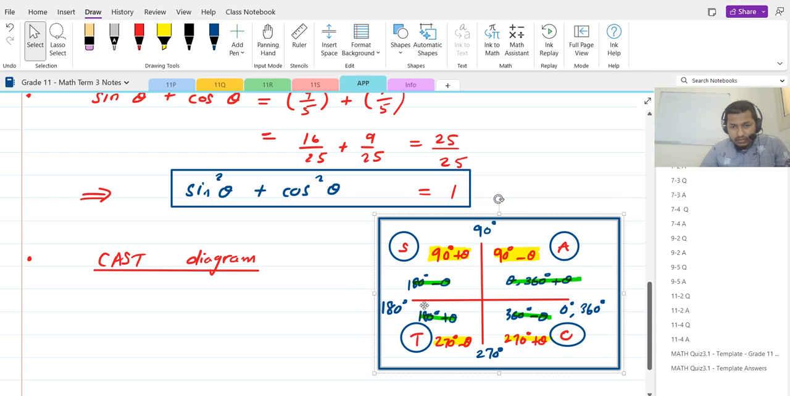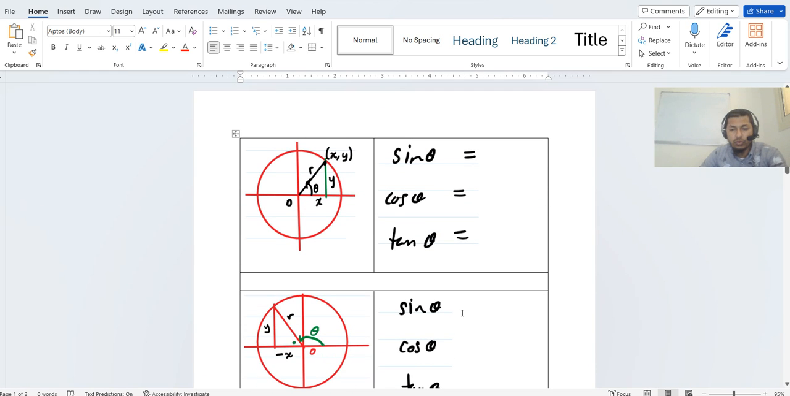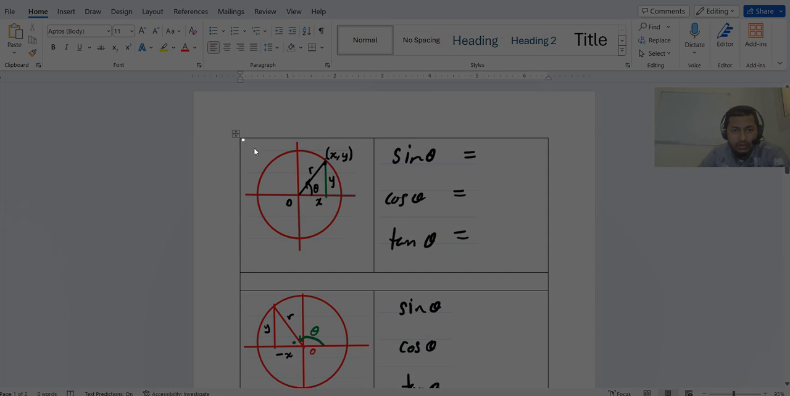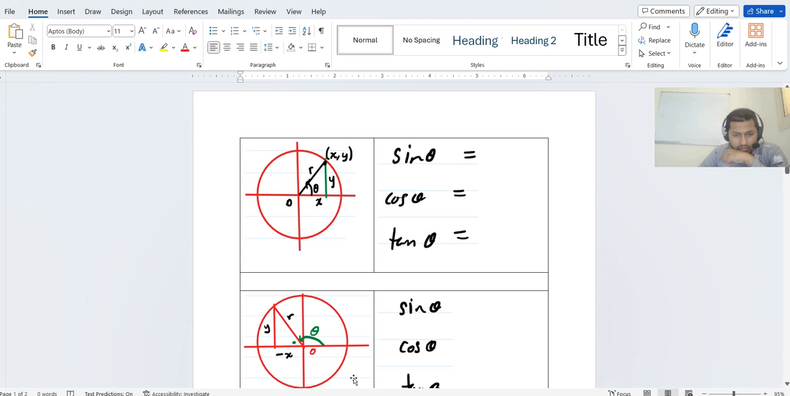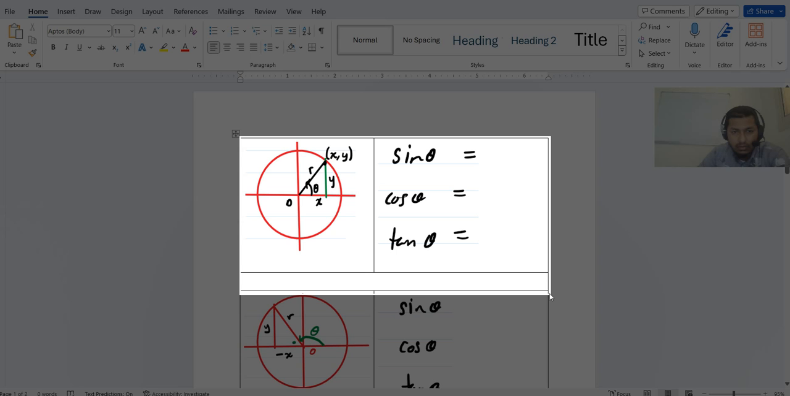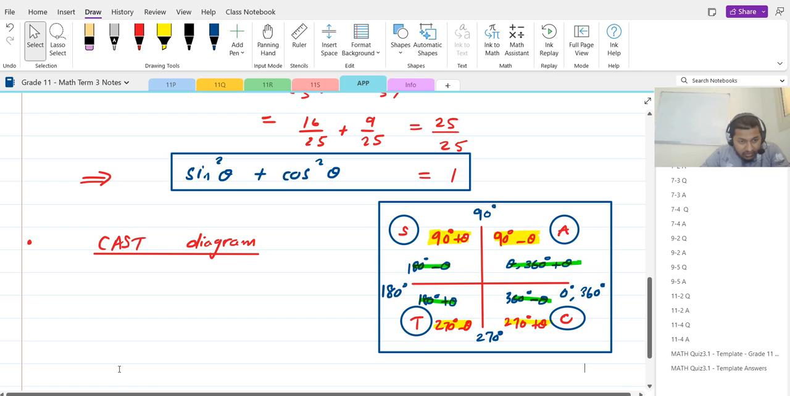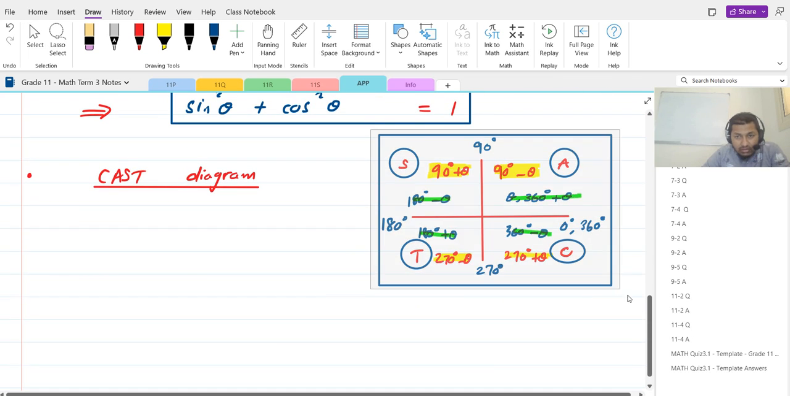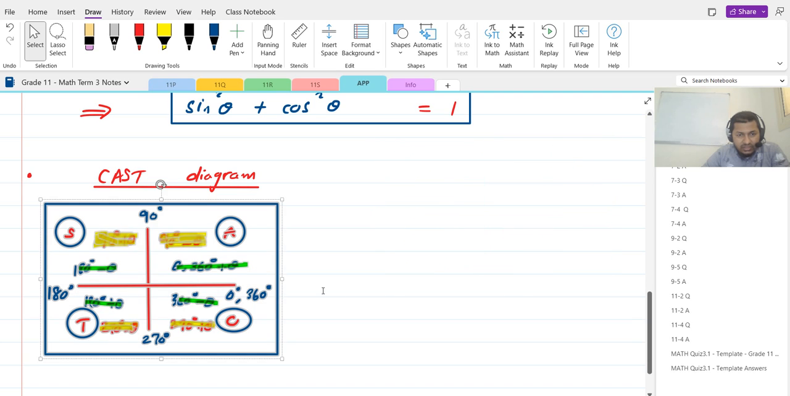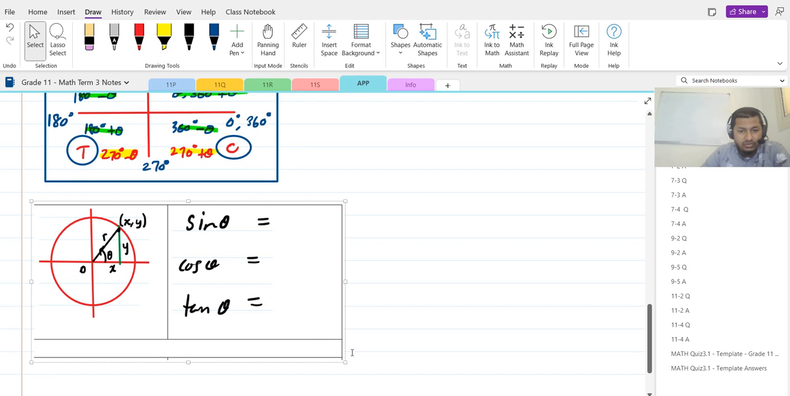I do have some examples here that we can do. So looking at quadrant 1, we want to find what is sine theta, cos theta, and tan theta. Not only that, remember also the reciprocals you can find. Guys, if you understand all this, you can just skip the first part and go straight to question 1, right? So this is the quadrant 1 diagram.